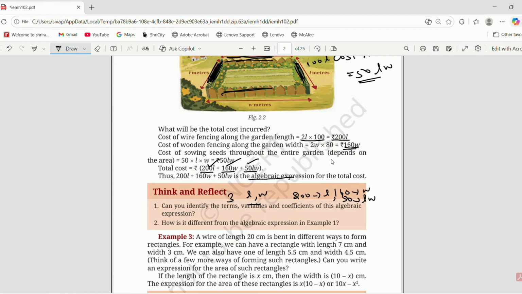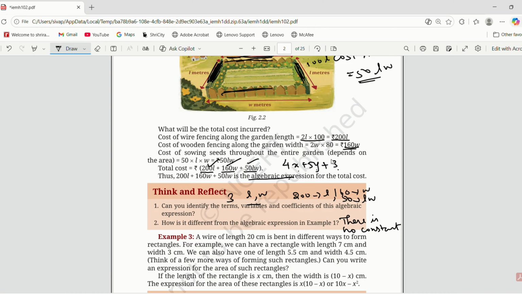In example 1, we are having an expression like 4x plus 5y plus 3. So here the algebraic expression is 200L plus 160W plus 50LW. The major difference is both expressions have three terms, but there we have two variables and one constant. Here there is no constant term. So the major difference is there is no constant when we are comparing with the first one.